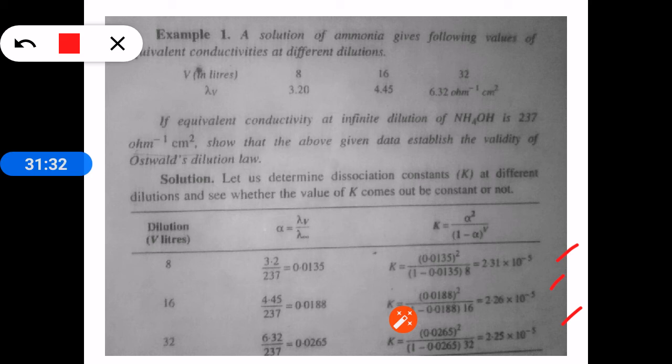Ostwald dilution law is found to be valid at different dilutions, and you see here that on dilution from 8 to 16 to 32, the alpha value is also increasing. So it proves, it is the evidence that Ostwald's assumption of alpha directly proportional to volume is found to be correct.